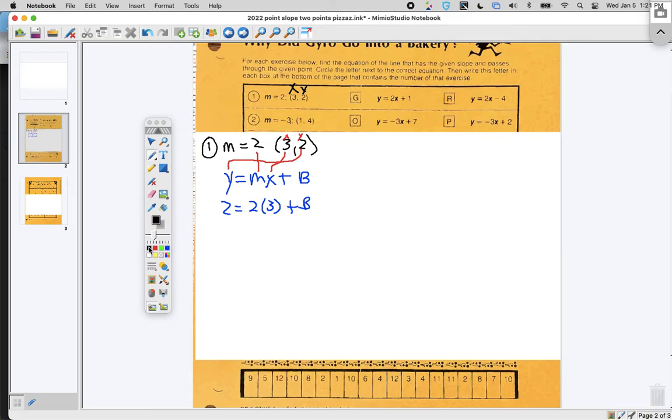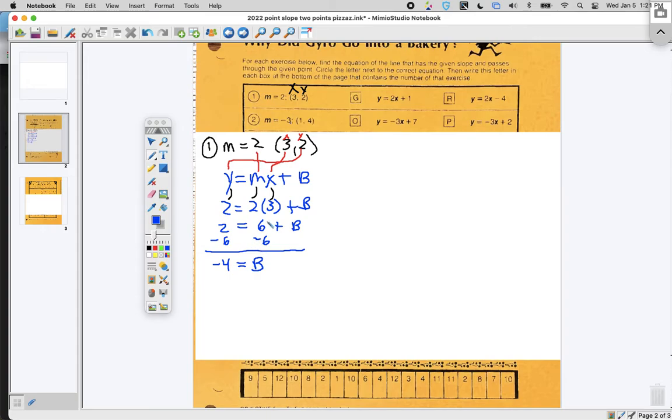Again, all I did was put these values in: my value for y, my value for m, and my value for x. Now all you do is solve for b. So 2 equals 6 plus b. I need to get b by itself, and the way you get b by itself is to subtract 6 from both sides. Subtract 6 from both sides. b equals -4.